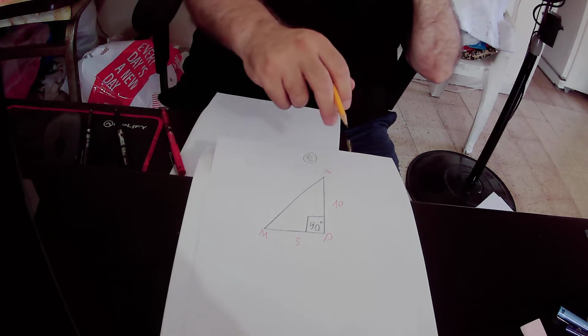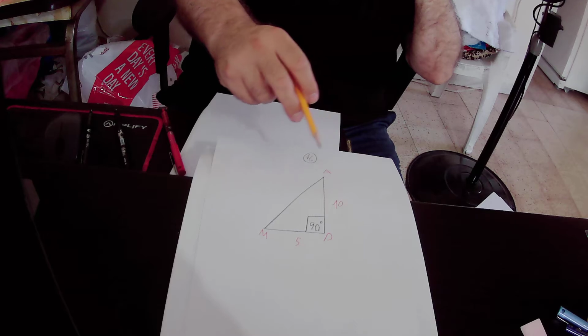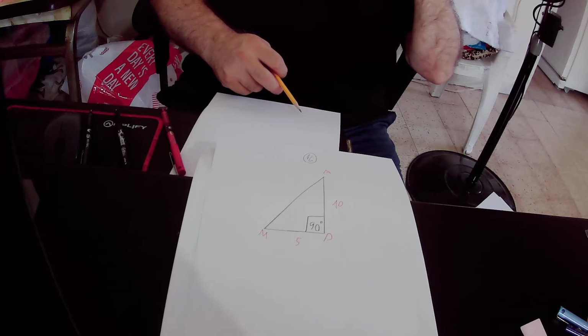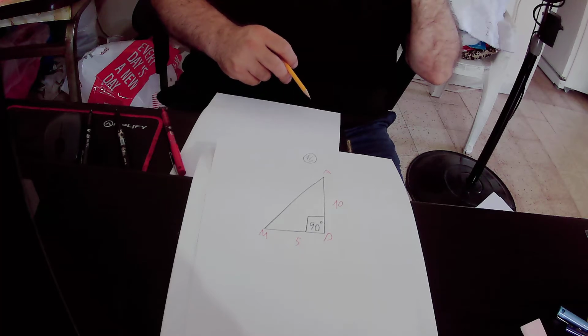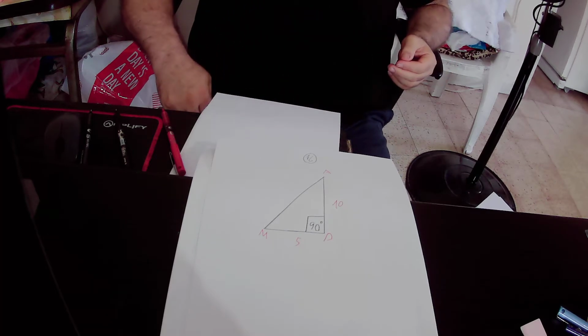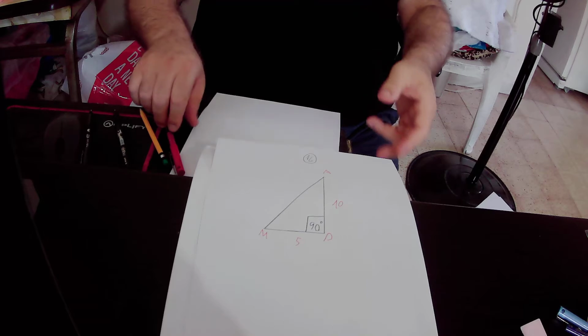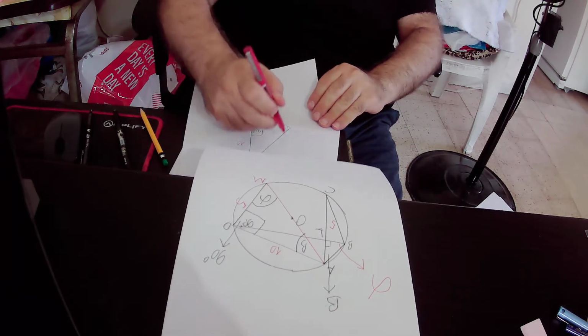Side AD of the triangle equals 10 units. Side MD of the triangle equals 5 units. And AM is the hypotenuse of the triangle, and AM is also the diameter of the circle. So we'll define AM as D, an abbreviation for diameter.